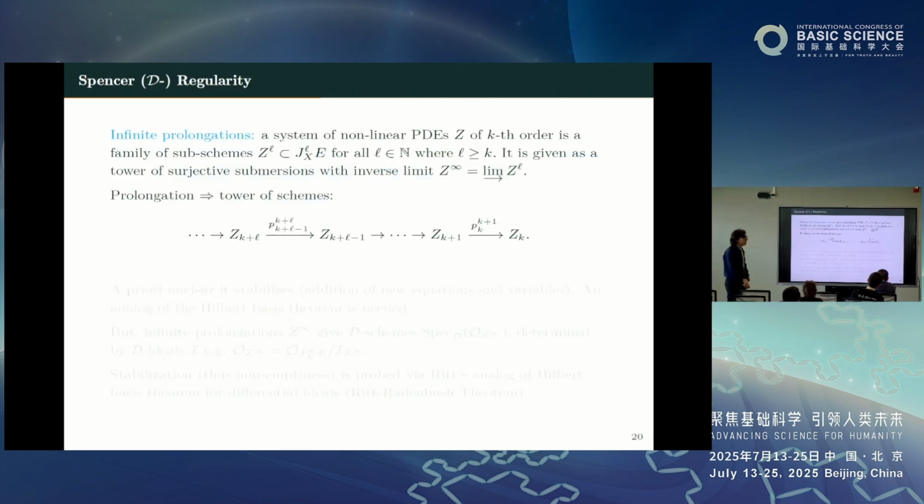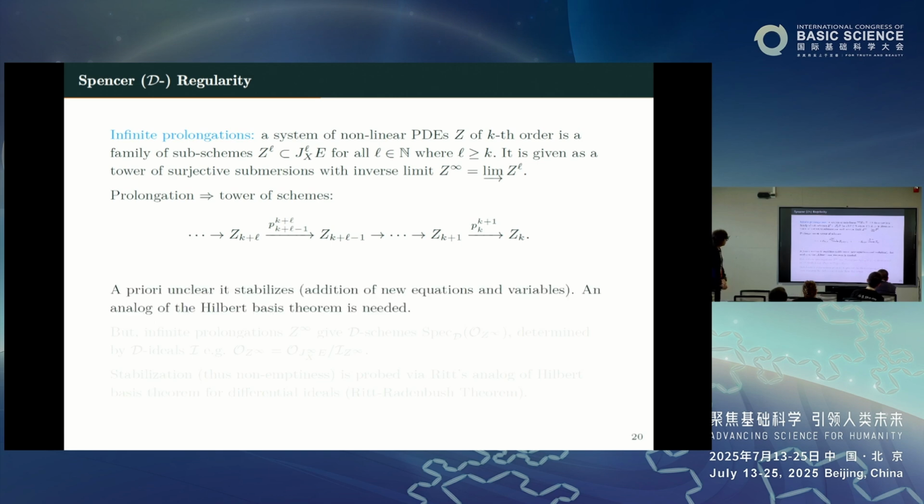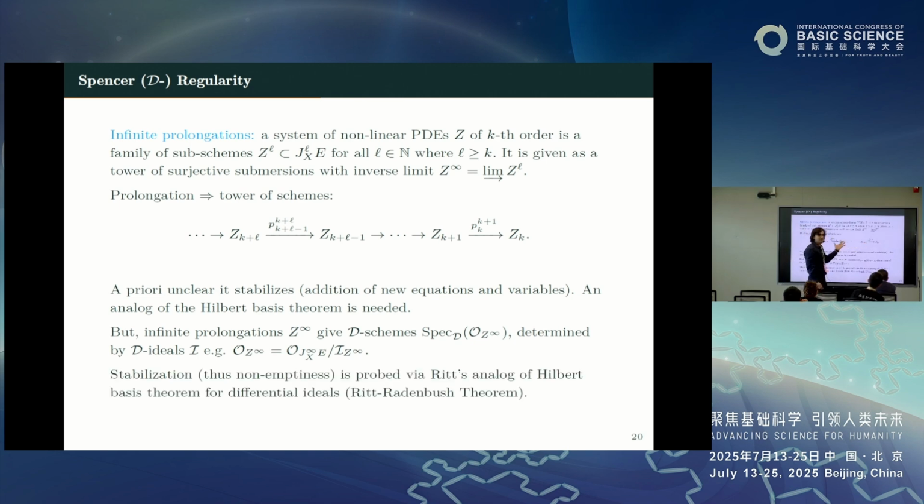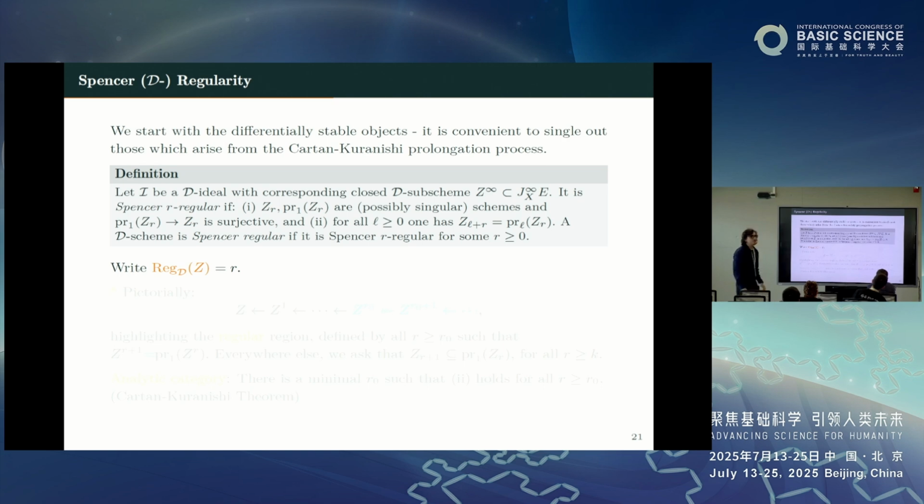Okay, so you have the infinite tower of solution spaces, right? And as Mark asked, you want this integrability somewhere appearing somehow. So a priori, the sequence of ideals that these correspond to is not expected to stabilize. But some kind of analog of Hilbert's basis theorem for these ascending chains of ideals can be used. That's actually due to Rit, and it's called the Ritt-Raudenbush theorem, that these ideals actually stabilize, so I can use them for my purposes. Okay, so here is one definition of regularity.